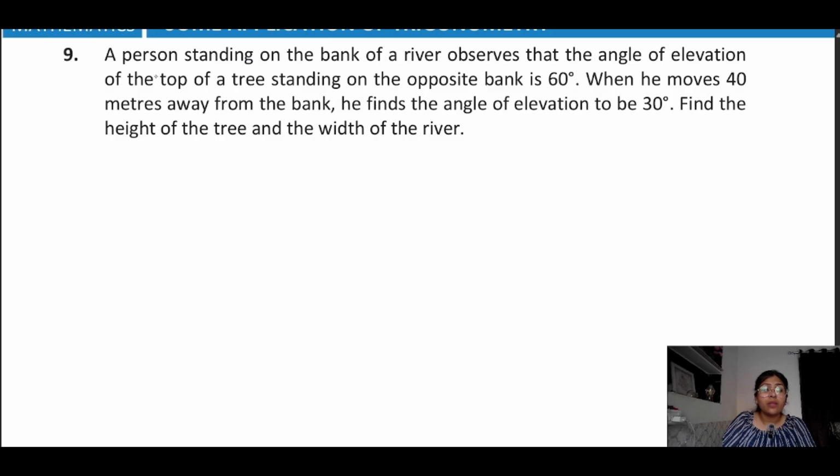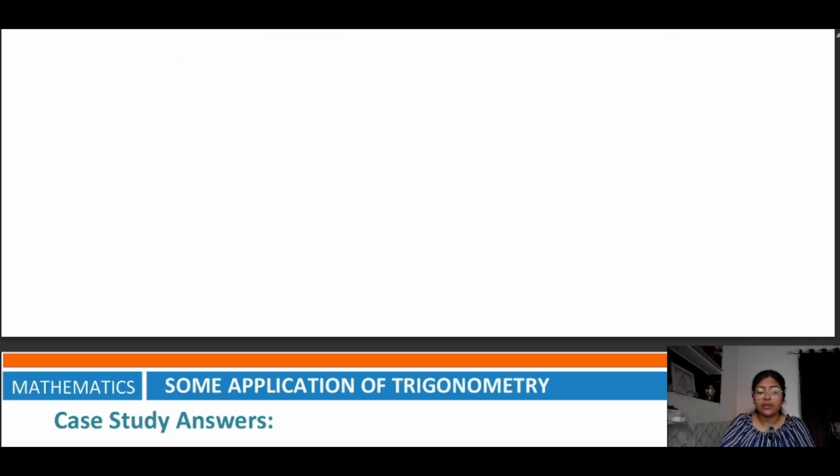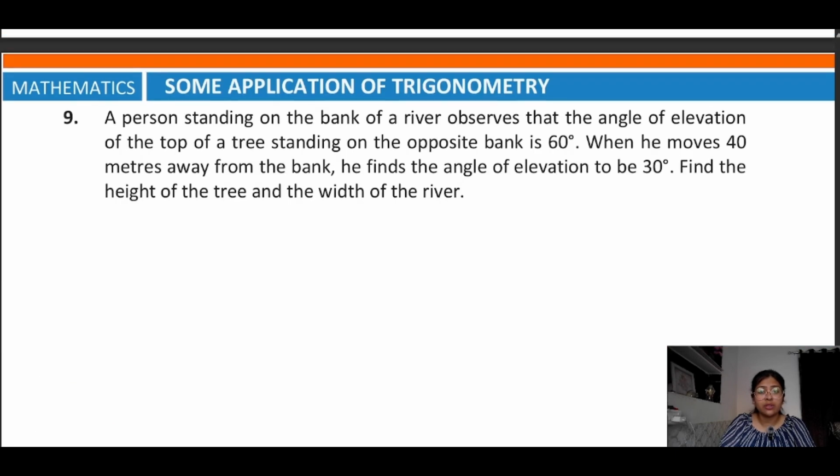A person standing on the bank of a river observes that the angle of elevation of the top of a tree standing on the opposite bank is 60 degrees. When he moves 40 meters away from the bank, he finds the angle of elevation... Same as the upper question. Can you make a figure? Okay, I'm leaving this question for you. Make the figure and try to find out the answer. It was question number 9.